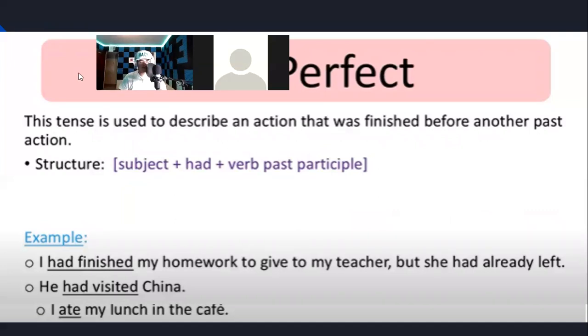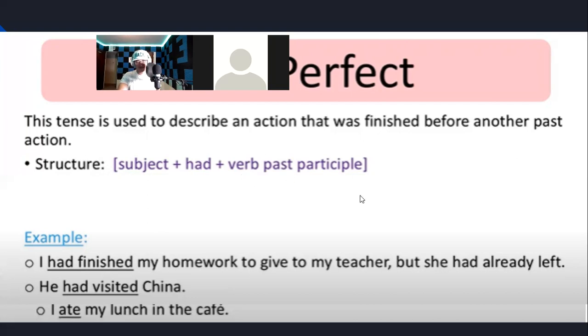This tense is used to describe an action that was finished before another past action. This is kind of complicated, right? There's an action that happened, that finished. When you're using the perfect tense, in comparison with the simple, which is just direct, right? It's simple. But when you're talking about the perfect, you're talking about something that was already completed. And the past perfect is an action that was finished before another action. The structure is a subject plus had plus the verb in past participle.